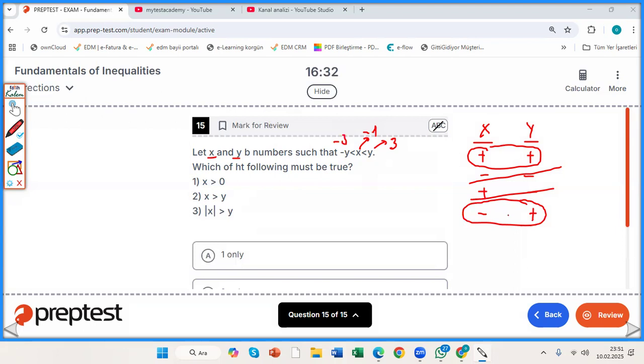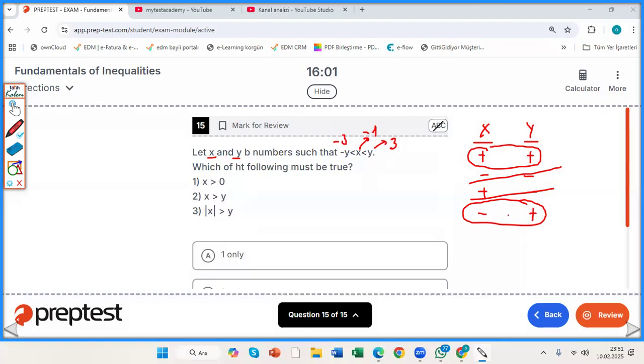First statement says that x is greater than 0. Yes, it is possible, but the question says it is a must. It is a possibility. It is not a must. Because we see that x can be greater than 0, but at the same time, x can also be less than 0. That's why it is not a must. I emphasize once again.